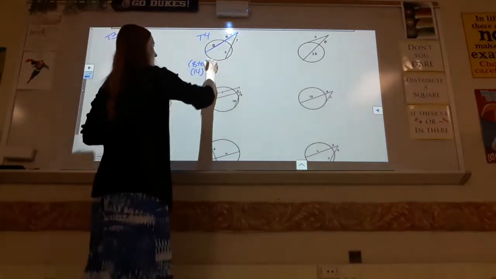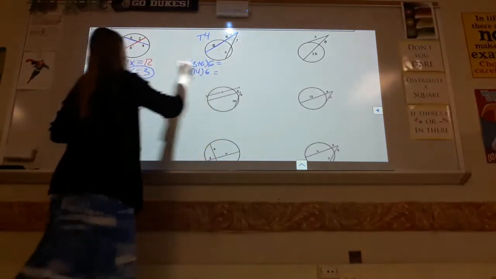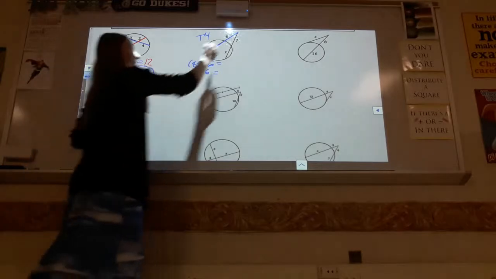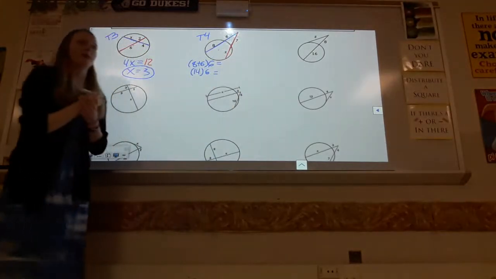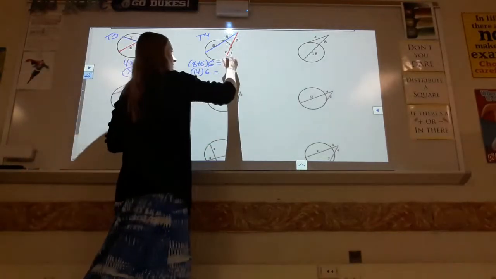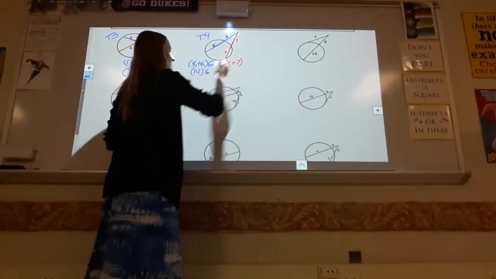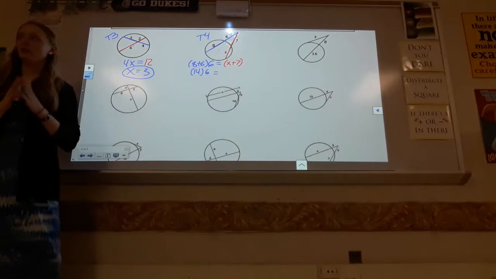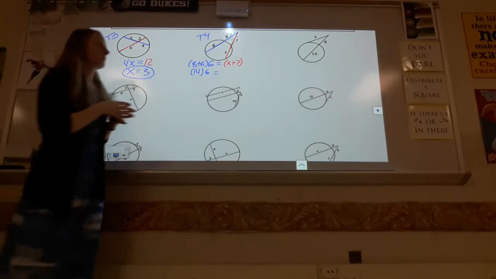Alright, 6. Now you're going to do the exact same thing for the other secant. What is the full length of that secant? X plus 7. Remember, to get full lengths of things that have been chopped up, you add them back together to get full lengths. And then what's the outside part?